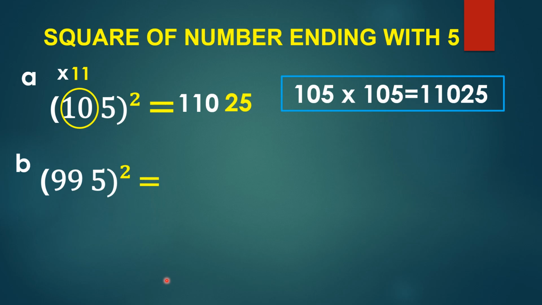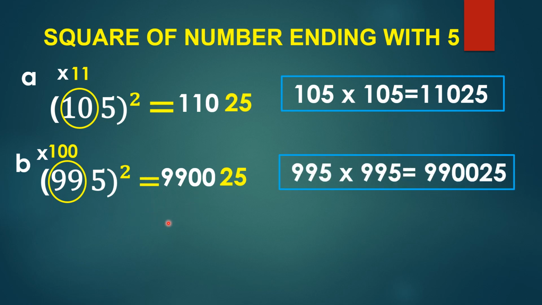Let's see one more example. Now 995 square. It's again a three-digit number. So consider 99 now. What comes after 99? 100. So multiply these two numbers, 99 into 100. It's very simple. As two zeros are there, we will take it as 9,900. And for the last two digits, 5 5s are 25. That's it. This is the product. So 995 square is 990025. Very easy, isn't it?